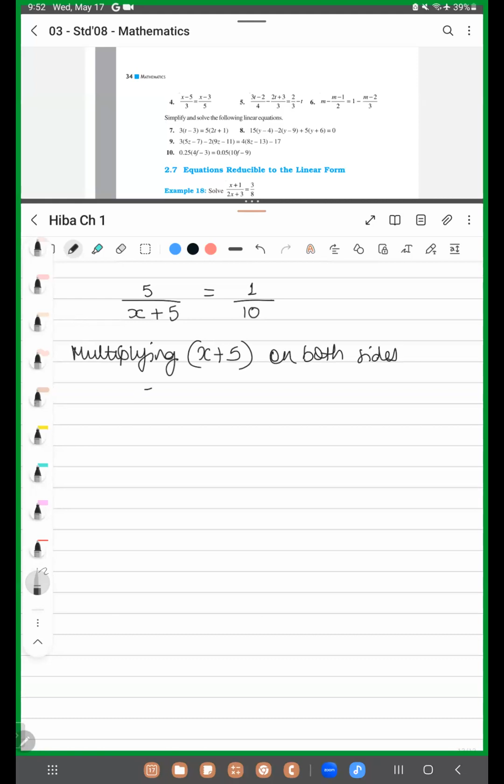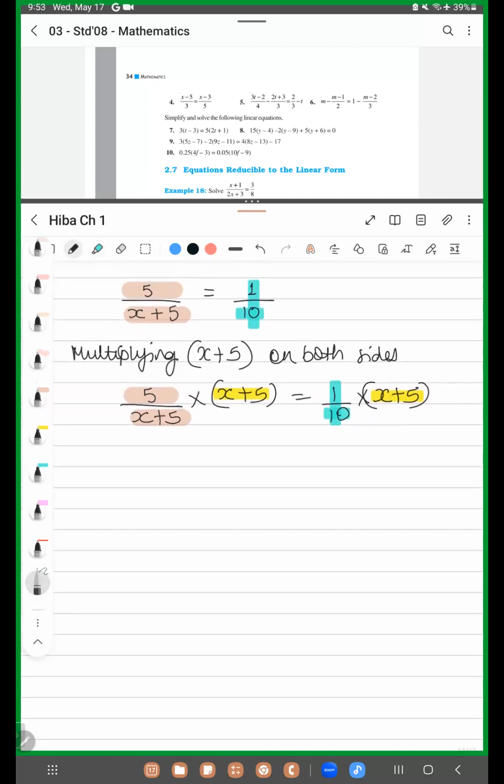What will happen, tell me? 5 by x plus 5 multiplied by x plus 5 is equal to 1 by 10 multiplied by x plus 5. Very good. And then how will we solve it? Showing you, children, one minute.